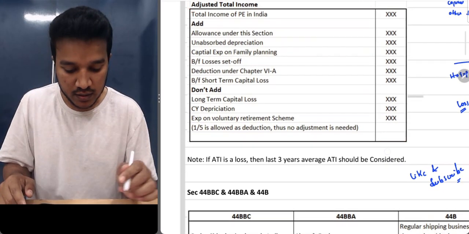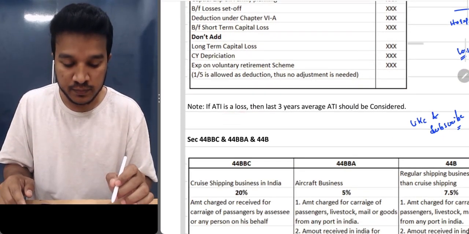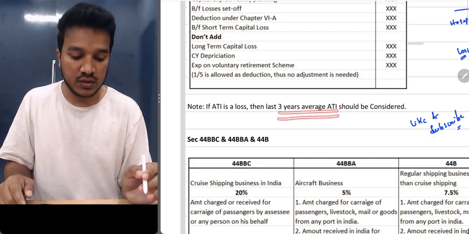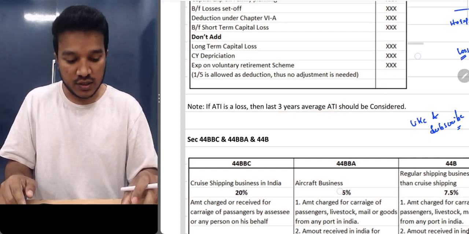So that is how you will calculate adjusted total income. If adjusted total income is a loss, then you should consider the last 3 years' average adjusted total income. There's a question on this.